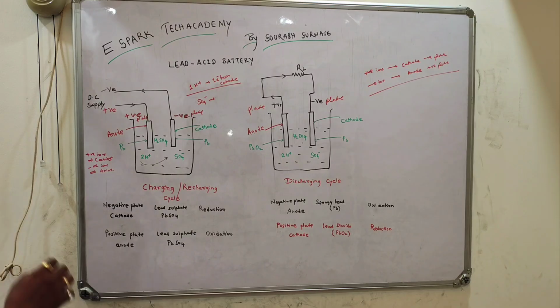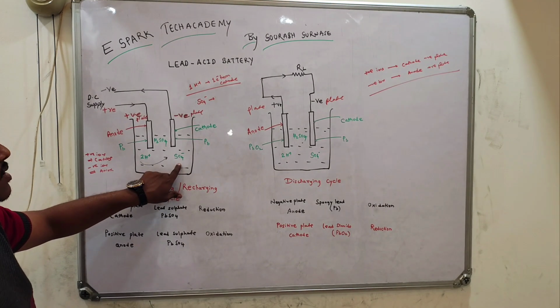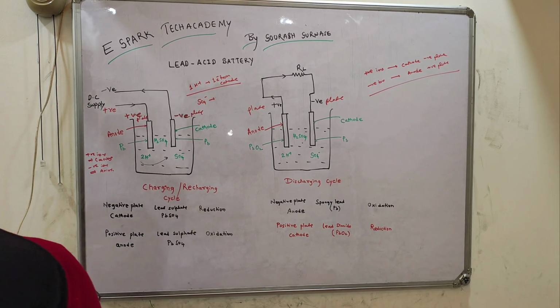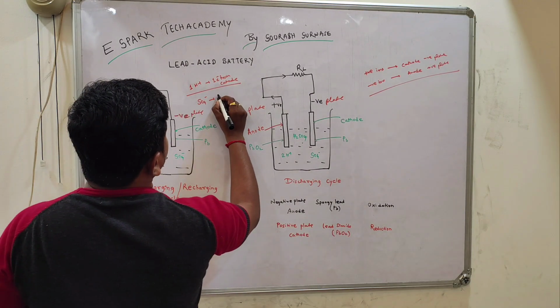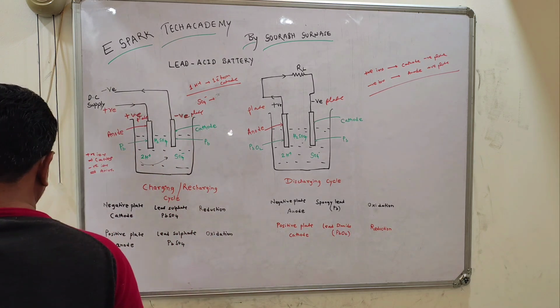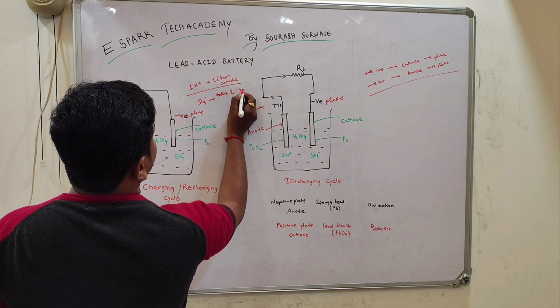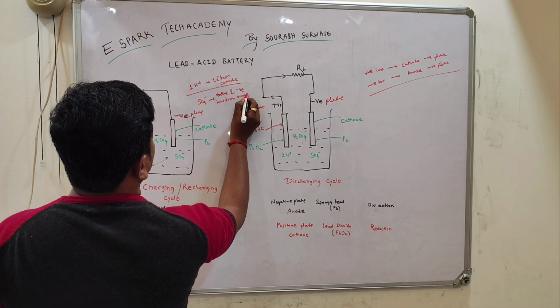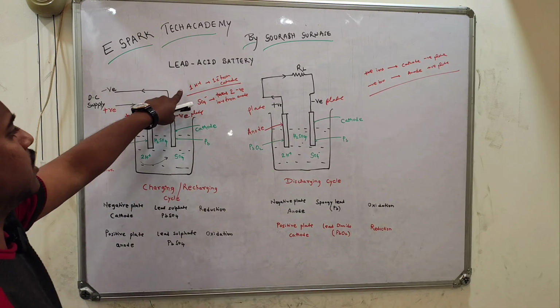During this, the H plus ions are formed at the anode and SO4 minus ions are formed at the cathode. These will interchange with each other. The SO4 ion takes two negative charges from the anode, and the H plus ion takes one electron from the cathode.